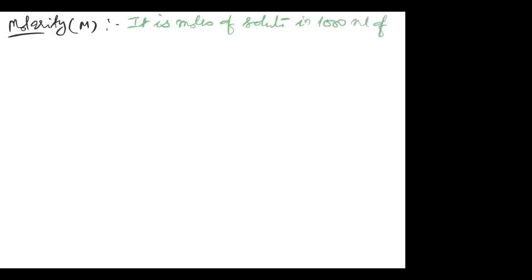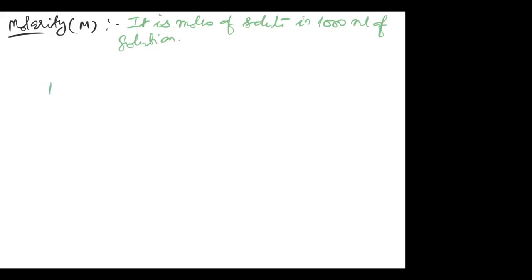Similarly, another concentration term is molarity. Its symbol is capital M. It is moles of solute in 1000 milliliter of solution. As far as molarity is concerned, it is going to be the most effective concentration term. It may also be written as, let's say, moles of solute per liter of solution.